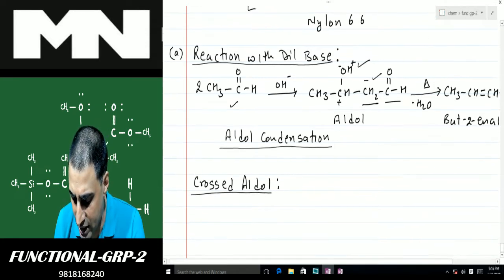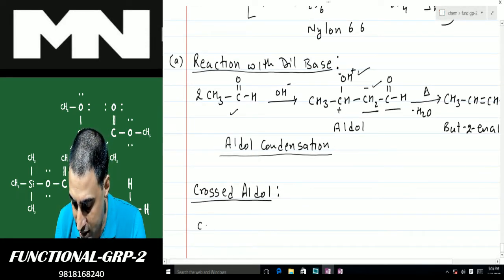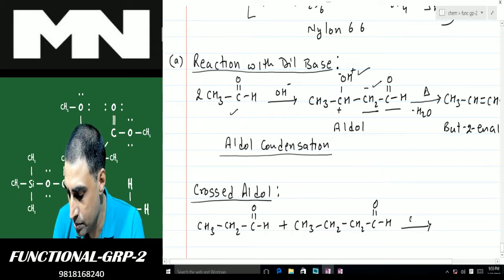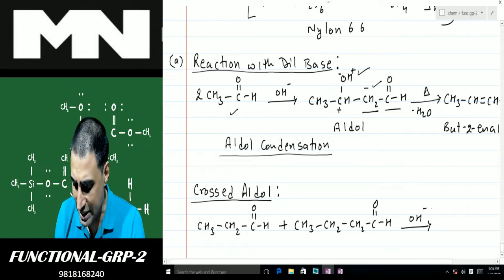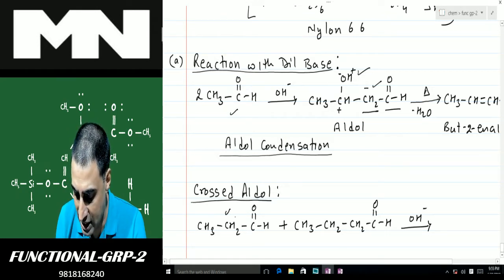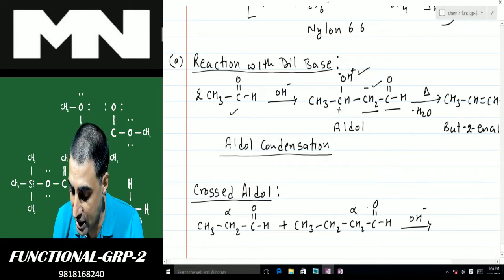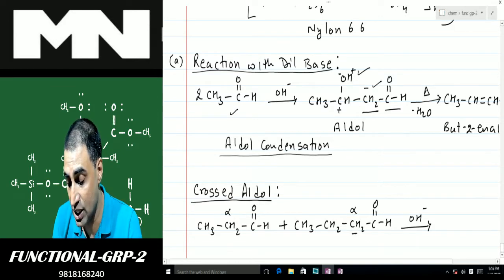Here what I am doing, I am taking an example of propanol, that is CH3, CH2, CHO. And I am taking another compound, that is butanol, CH3, CH2, CH2, CHO, in the presence of a base. Now in both these aldehydes, here in the first one, this is the alpha carbon. So hydrogen will be donated from here. In second one, this is the alpha carbon. So hydrogen will be donated from this carbon.